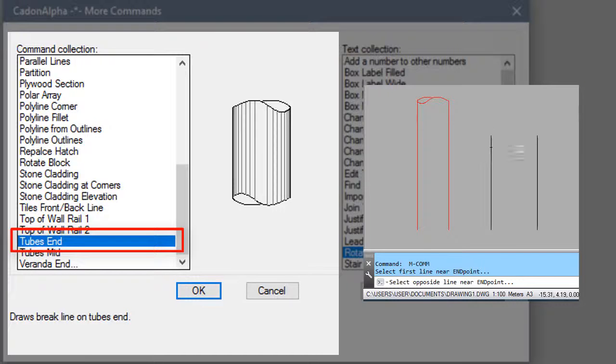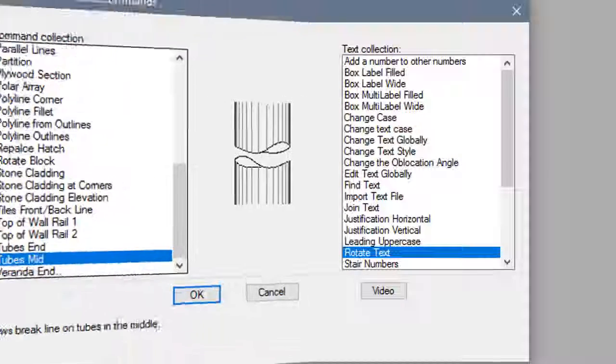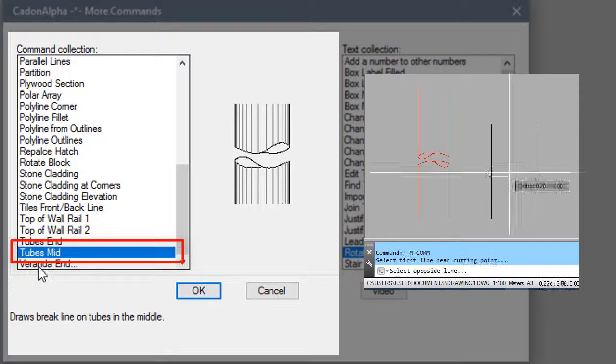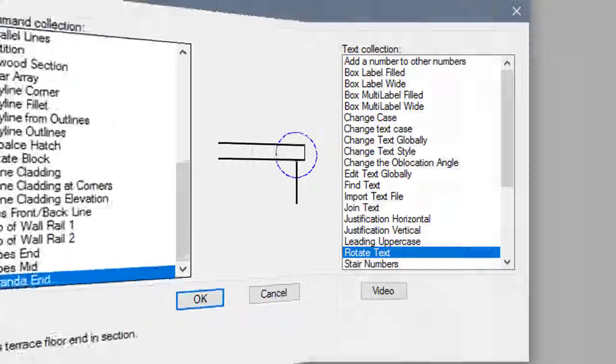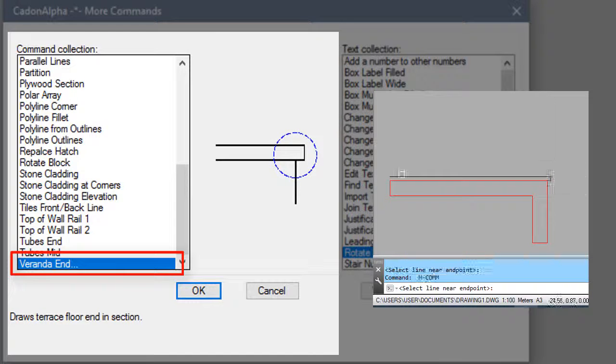Draws break line on tube's end. Draws break line on tubes in the middle. Draws terrace floor end in section.